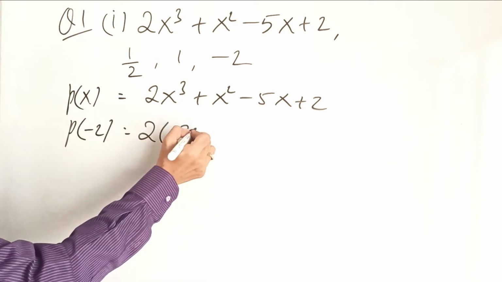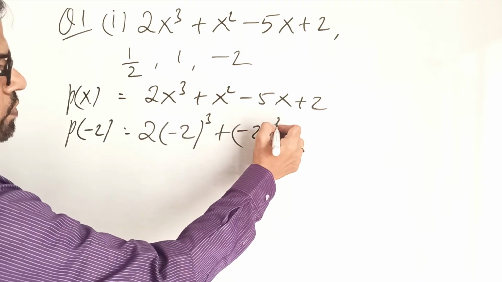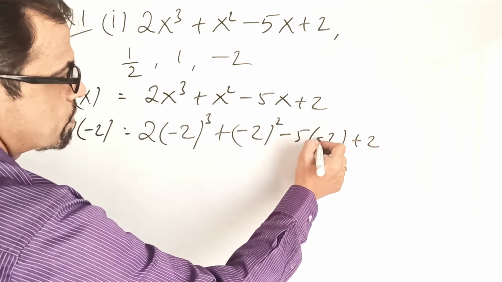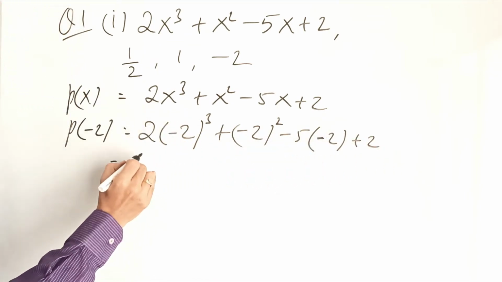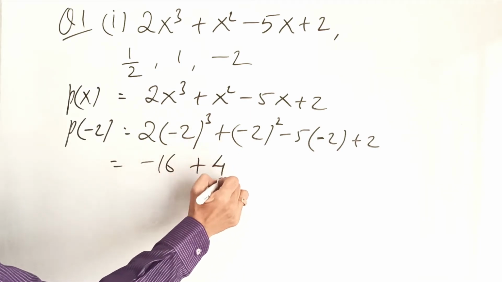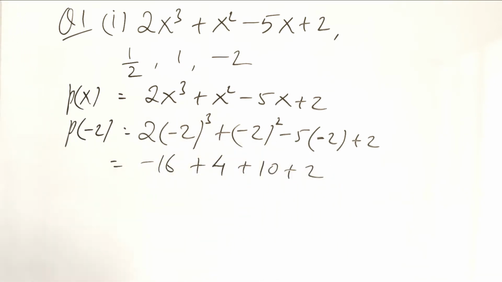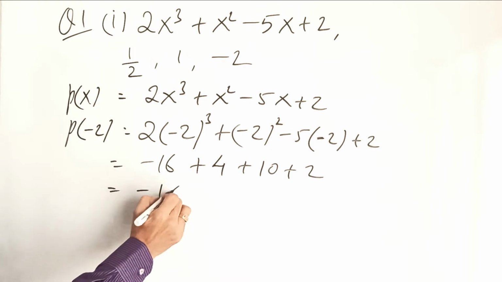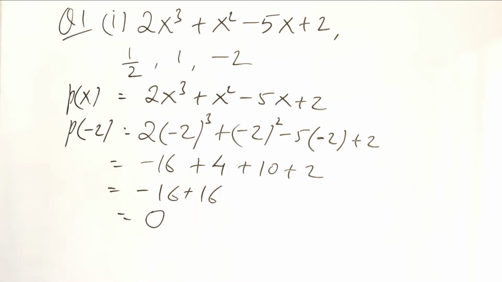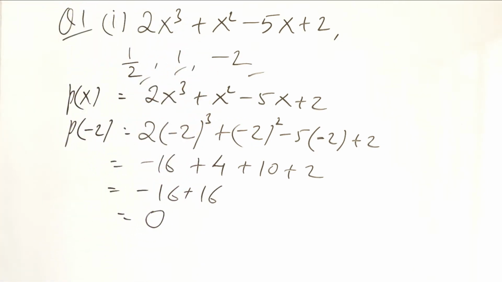2 into minus 2 whole cube minus 2 square minus 5 into minus 2 plus 2. So it is 8, 16 minus 16 plus 4, then 10 plus 2. So this is 16 minus 16 plus 16 minus 16, it is 0. So this is also verified. All three are the zeros of this polynomial, we verified.